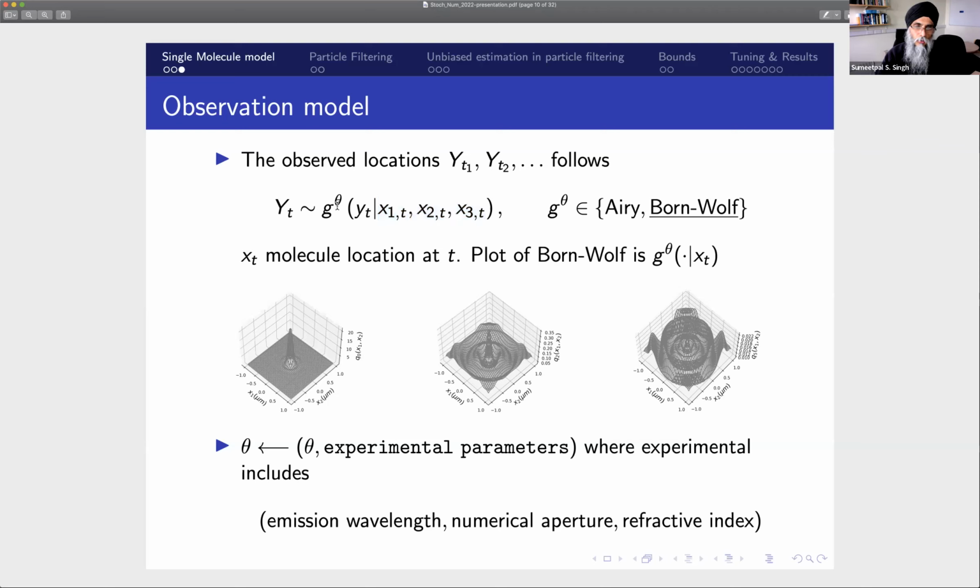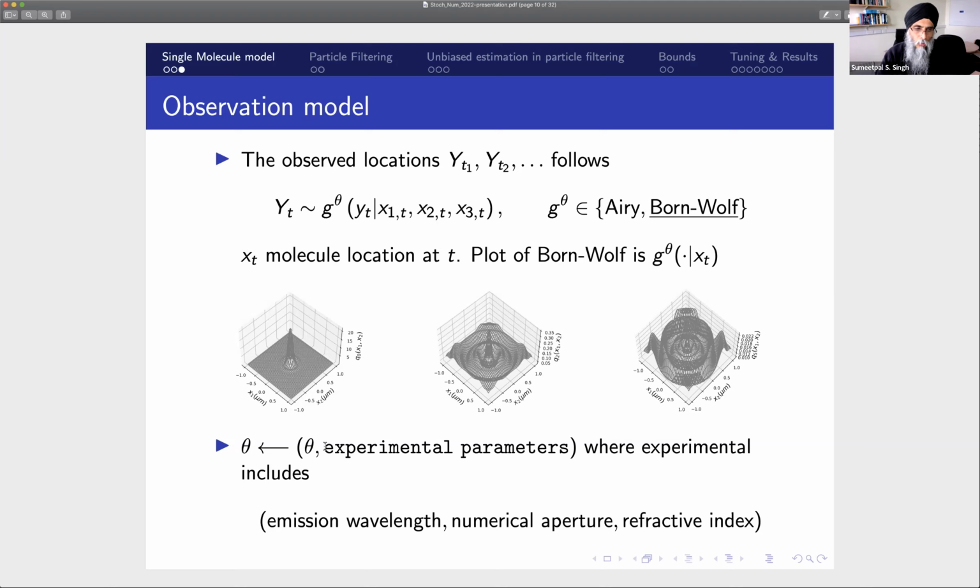So here are plots of what G looks like as a function of Y. G is a density in Y for any given X1, X2, and X3. So if you integrate G over Y, it integrates to 1. When the molecule's in focus, you get a very nice peaky observation density around the location of the molecule. And as the molecule goes out of focus, the observation density starts getting more spread out. And these annular rings actually come from diffraction theory. So these observation models are built from the physics that underpin how photons are captured on the detector.